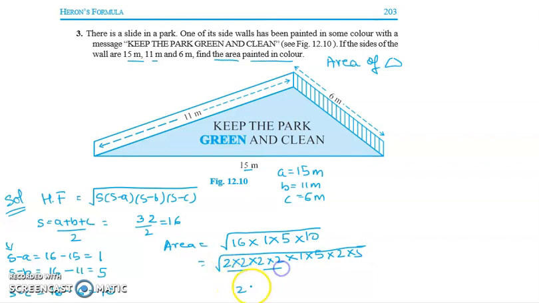So square root was studied in 8th, so taking pairs: 2 from here, and this 5 from here, into root 2. 5 into 4 is 20. Clear, students? So this is equal to 20 root 2. Since it is in meters, so meter square. This is the area. Are you following? In this way you will try and solve other questions, students.